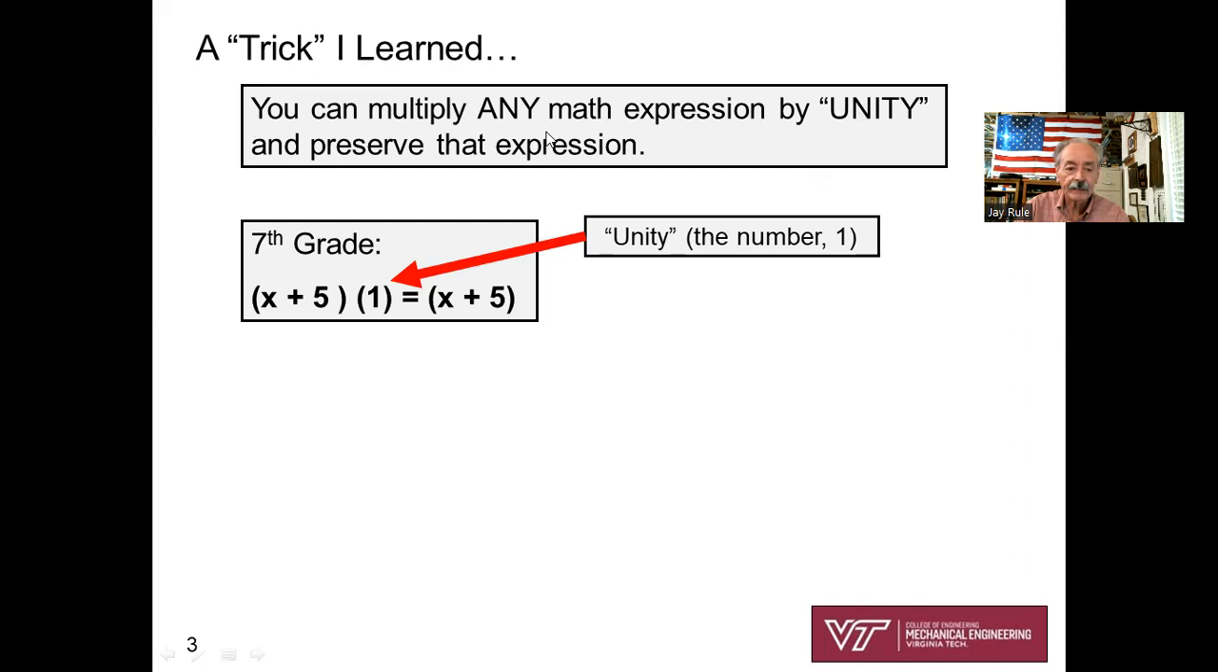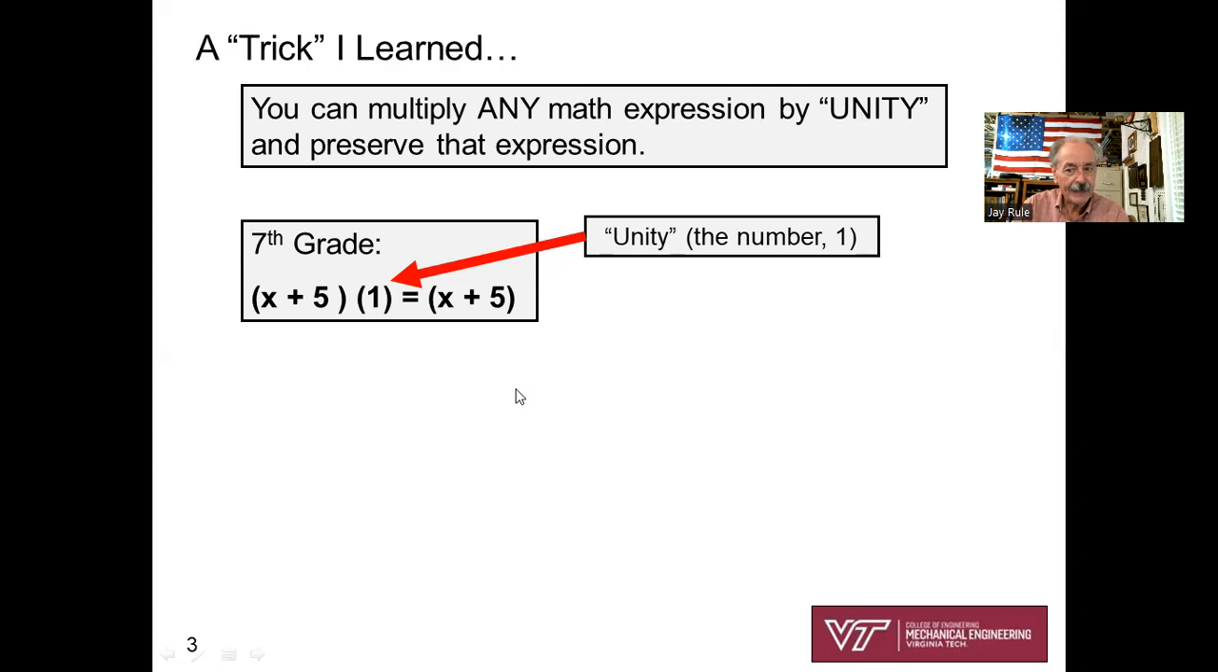And here's the trick I learned. The trick is that you can multiply any mathematical expression by unity and preserve that expression. I thought, when did I learn this fundamental? For me, it was back in 7th grade, where we were talking about various algebraic rules of the road. As an example, if you've got the expression x plus 5 and you multiply it by 1, that's unity, it equals x plus 5.